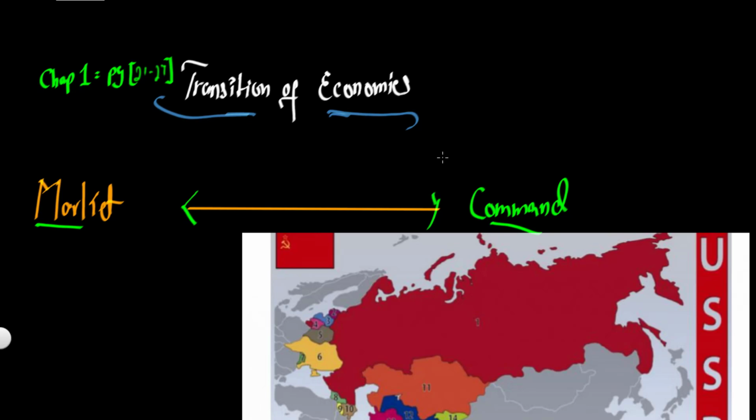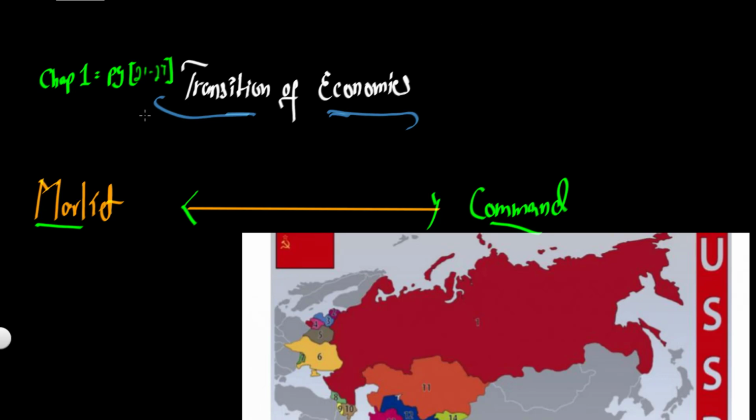In the previous video, we went through what different market structures are like and how these market structures have come along. In this video, we will learn about transition of economies. What happens when a market moves from one type to the other, and what are the consequences.